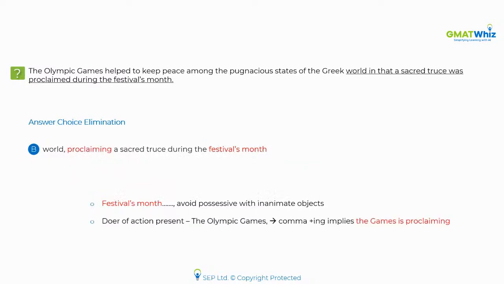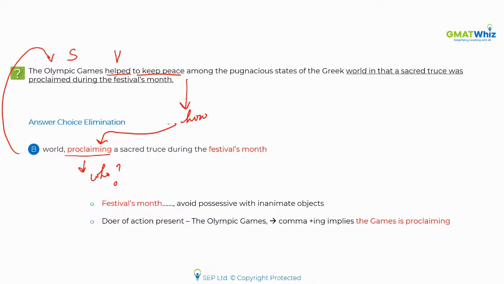Let's move to B, which again most of you have chosen because of the comma plus ing. Now, most of the time, if we see a comma plus ing, we try to see whether it is modifying the nearest verb. Now, what was the nearest verb? Helped. So, Olympic Games helped to keep peace. How? Proclaiming. Who is proclaiming? Because there is a doer of action, that is Olympic Games, it seems as if Olympic Games is proclaiming, which is wrong.